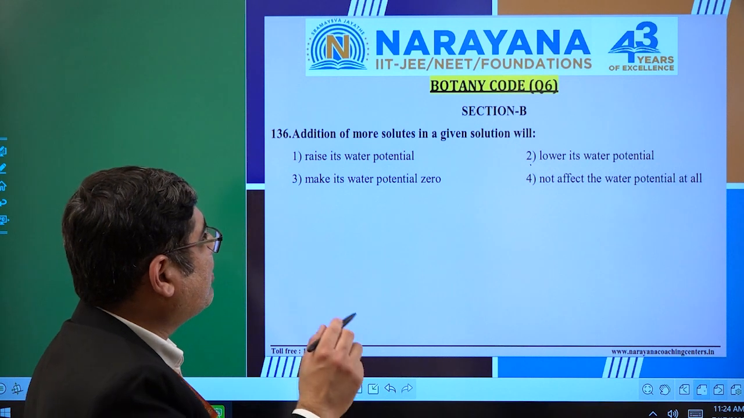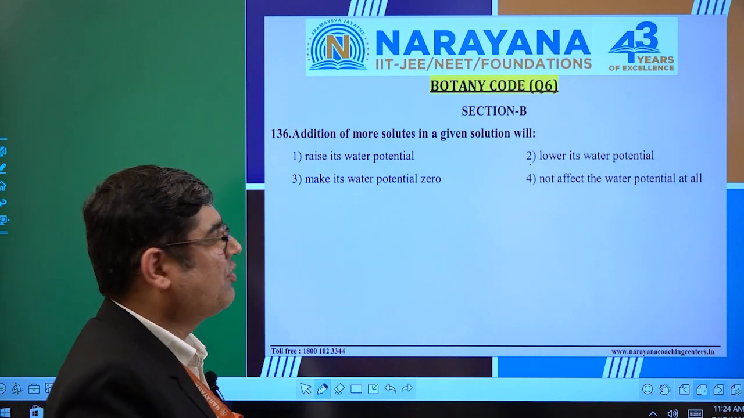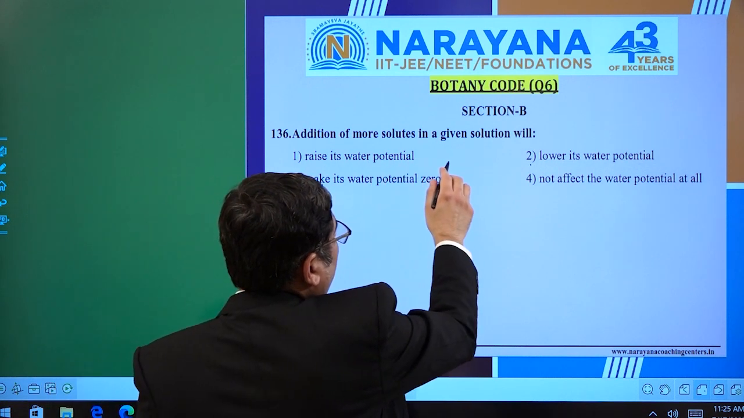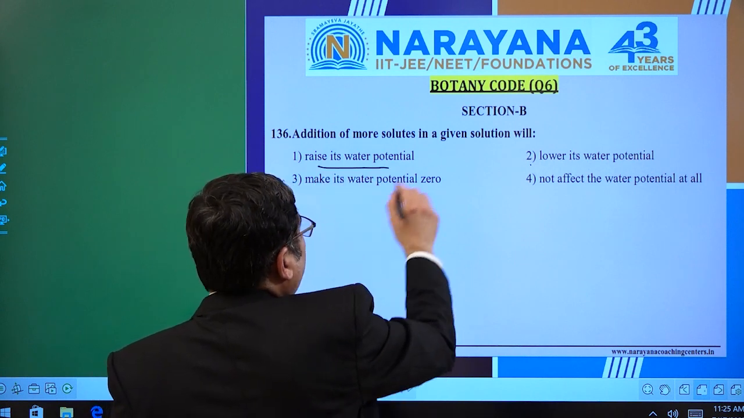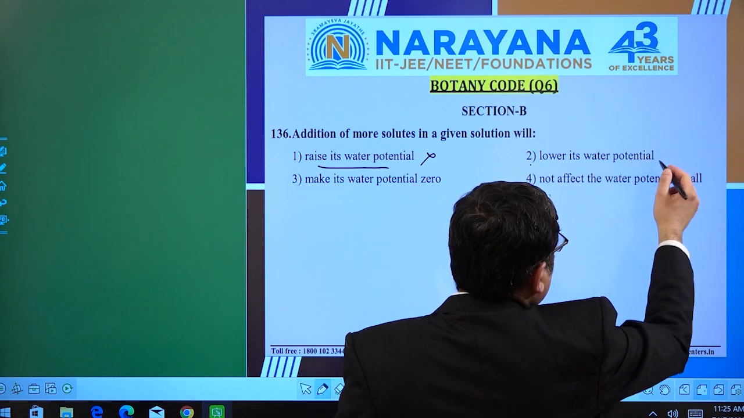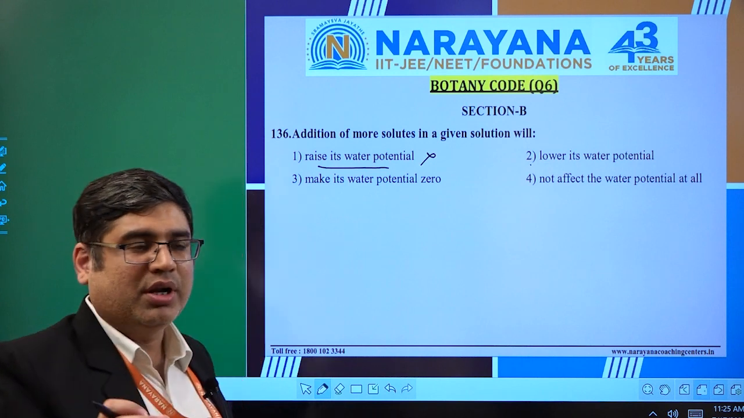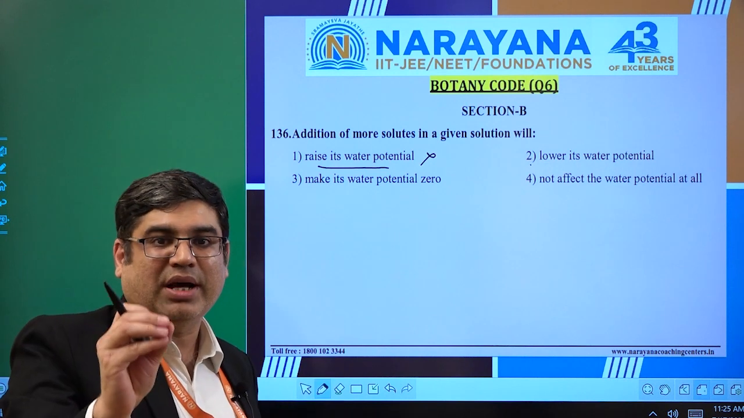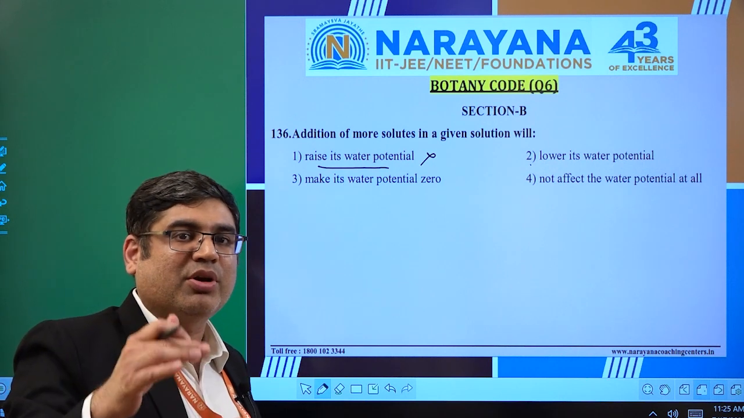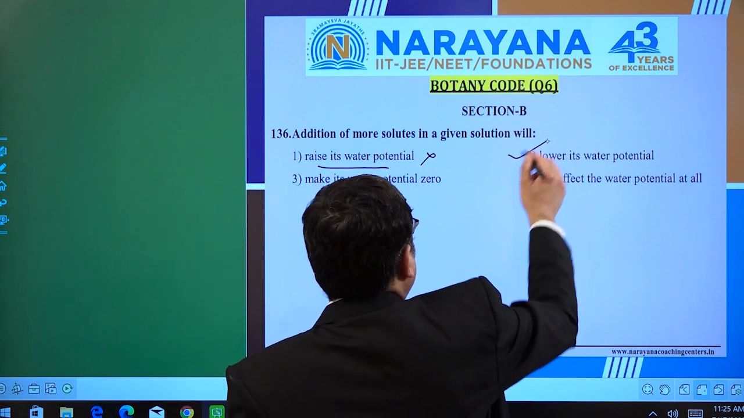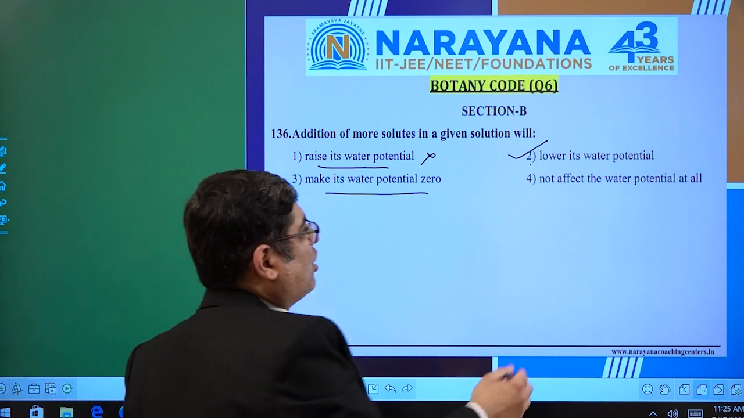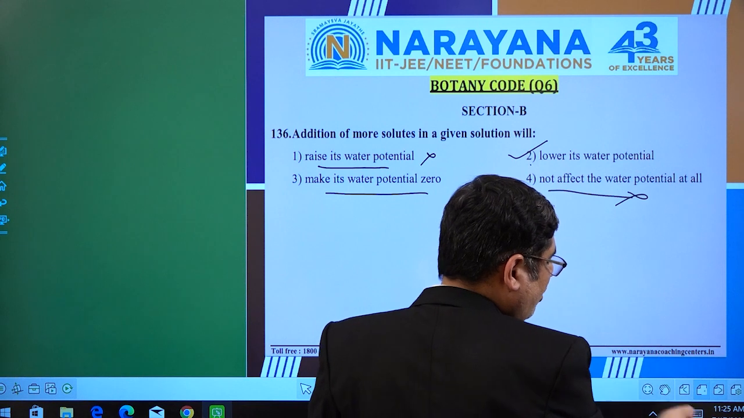Addition of more solute in a given solution will be... This is a simple question coming from the Transport in Plants chapter. Once we add more solutes, is it increasing the water potential? No, it is decreasing, so this could not be the answer. Lowering the water potential, of course: for pure water the value of the water potential is 0 and that value is maximum. By the time we add solute, it decreases the water potential because it is becoming more negative. Of course, this must be the answer. Makes its water potential 0? Not at all, because that holds only for pure water.